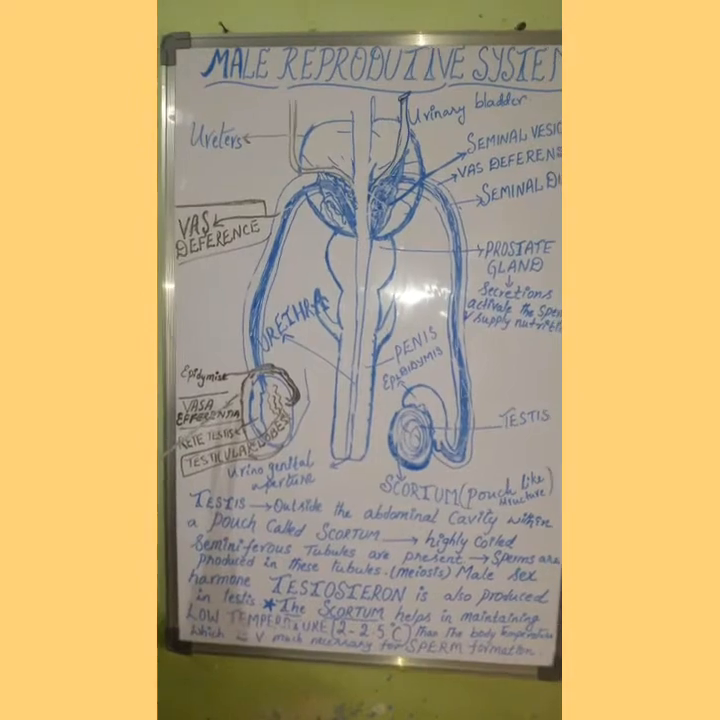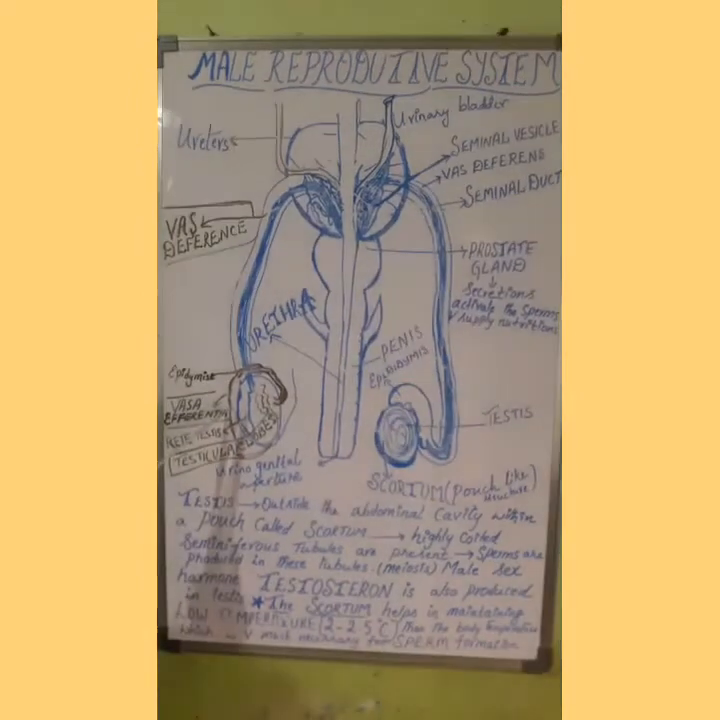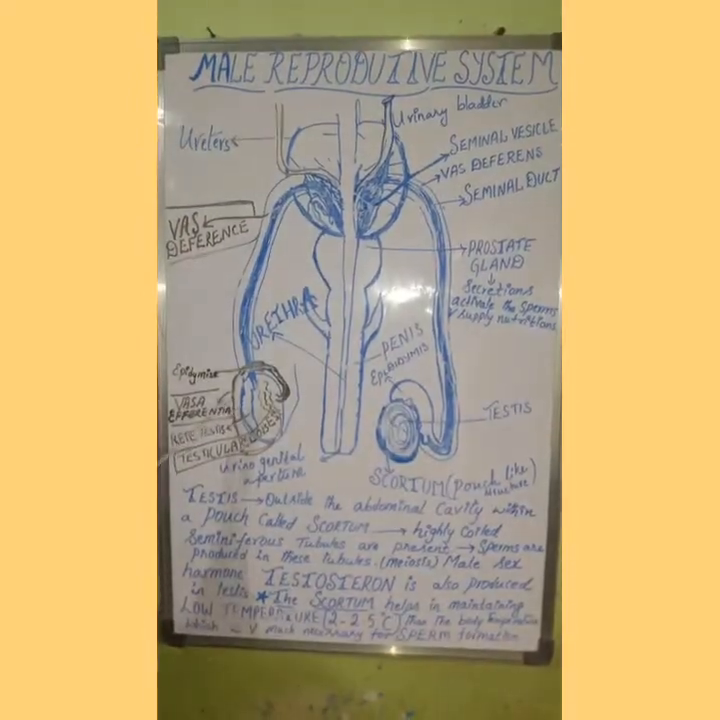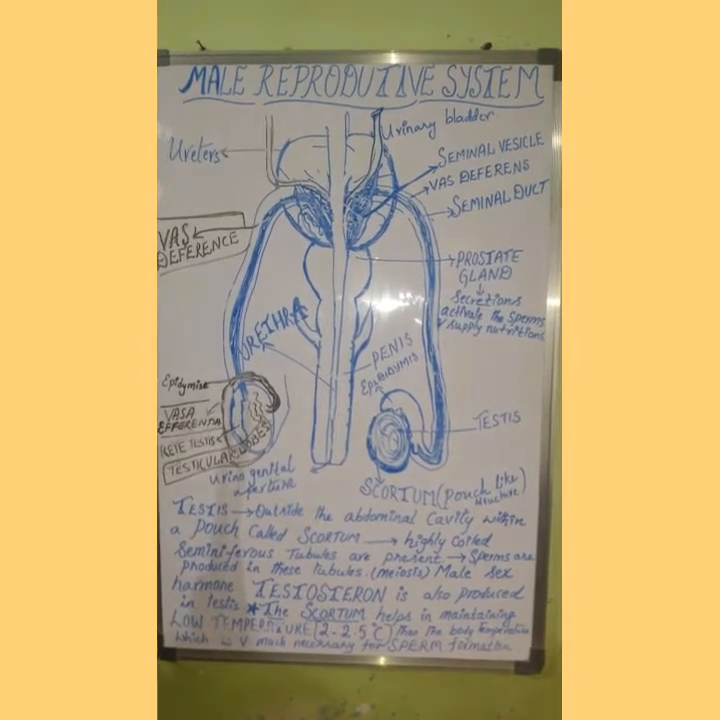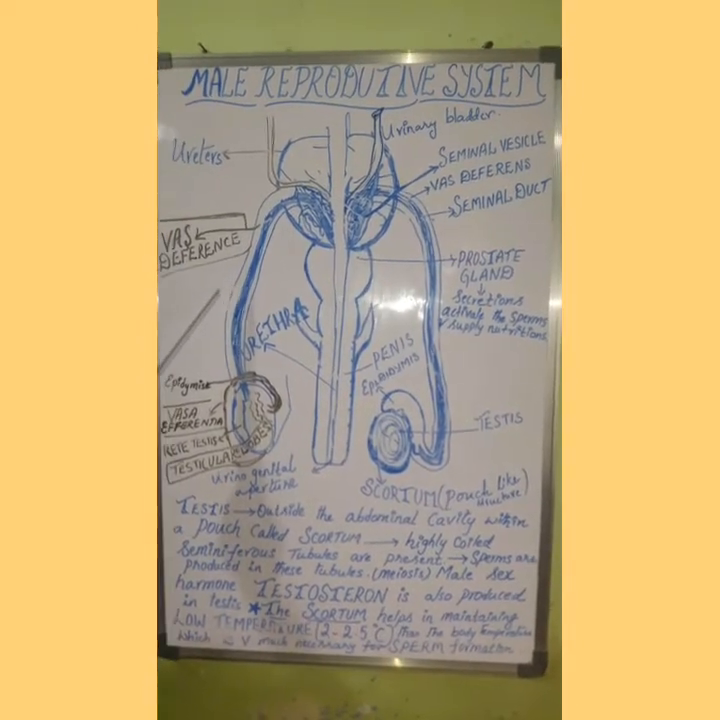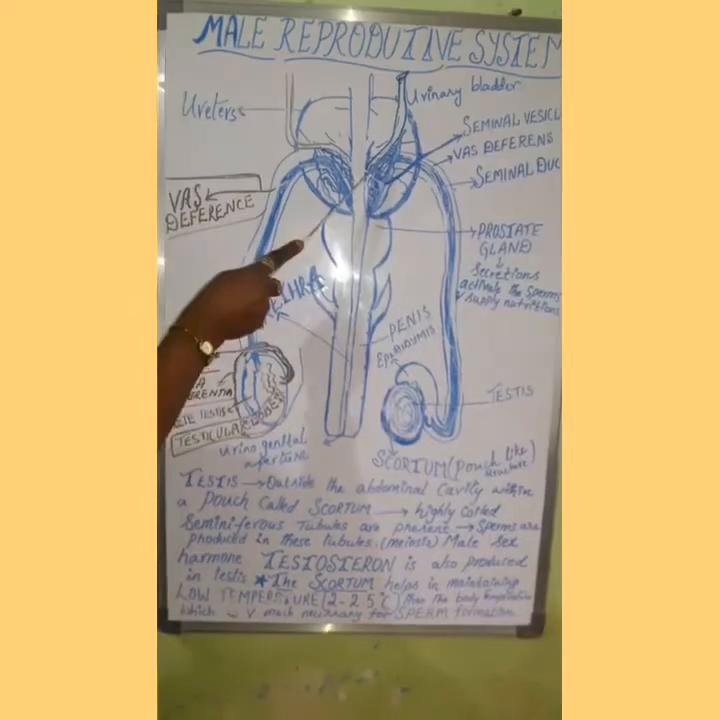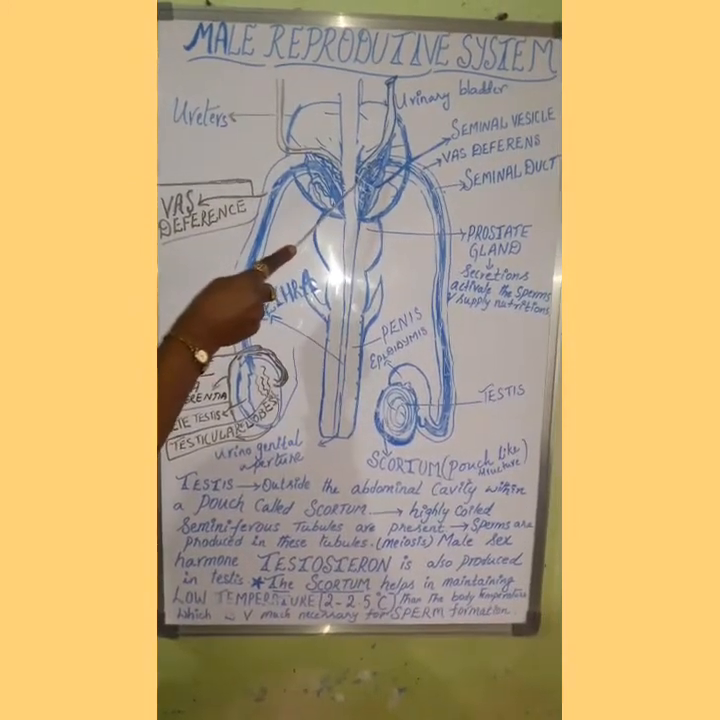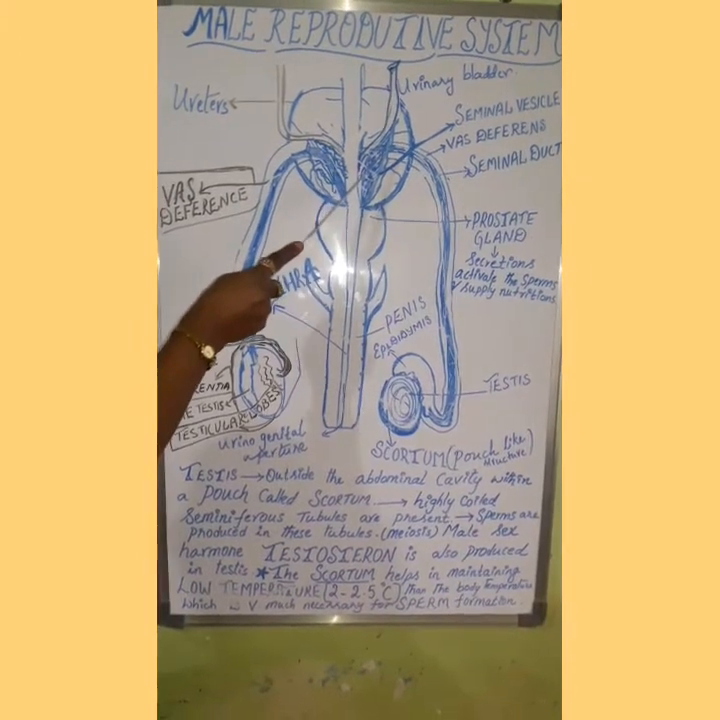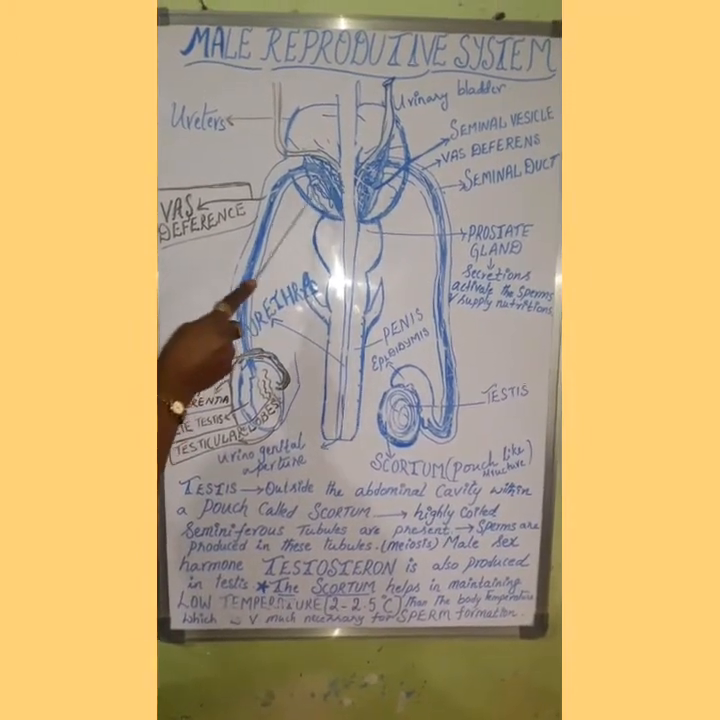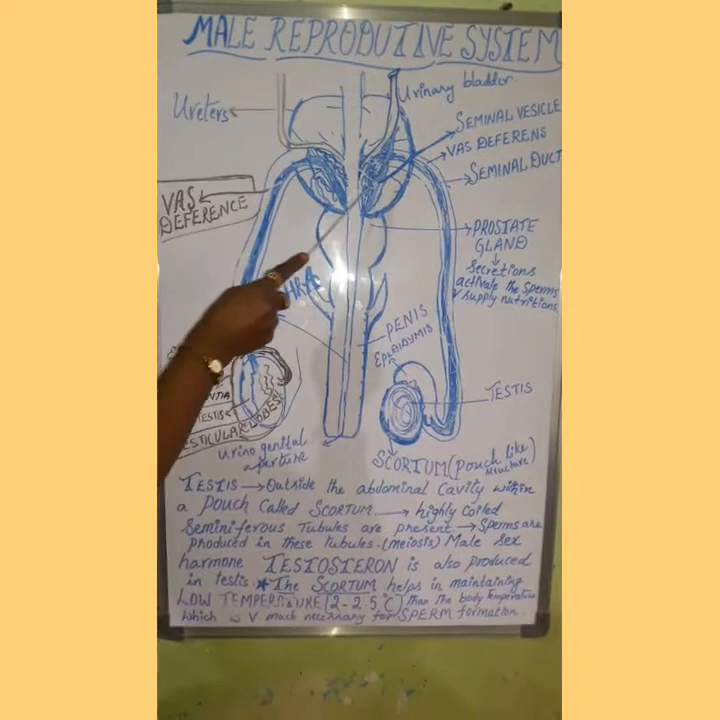The vasa efferentia are the most convoluted tubules, radiating from the testis to the vas deferens and building up the head of the epididymis. This region is called the seminal vesicle.